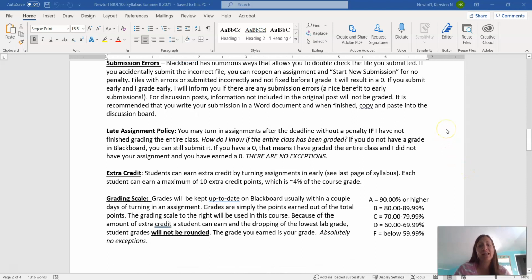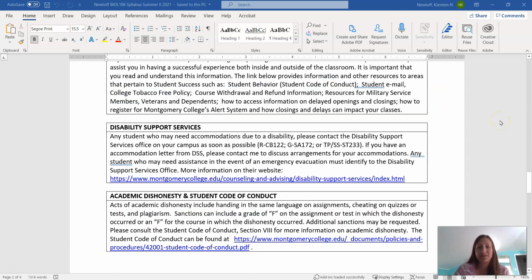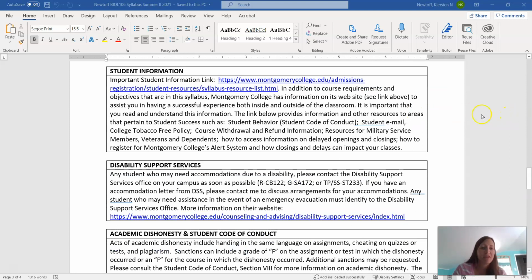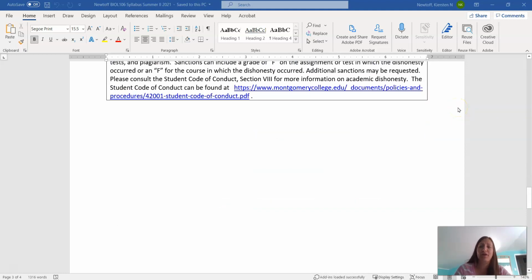There is extra credit. The only extra credit I have is just incentivizing you to turn in your assignments early. It gives me a chance to spread out grading and make sure that you're on top of things, and I'll give you a little bit of bonus for it. And then you can also see the grading scale used in this course. If you need more information, DSS support, and the academic dishonesty policy, you have the info here.